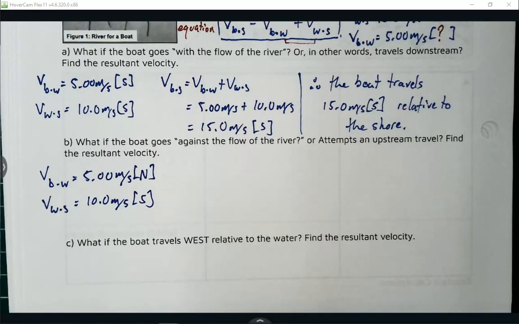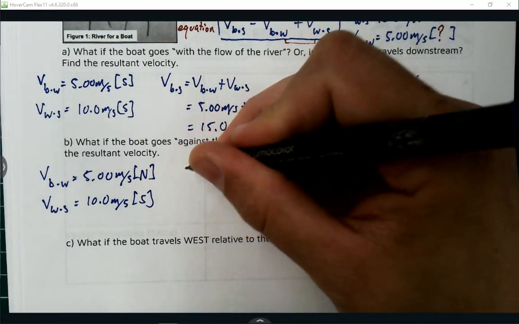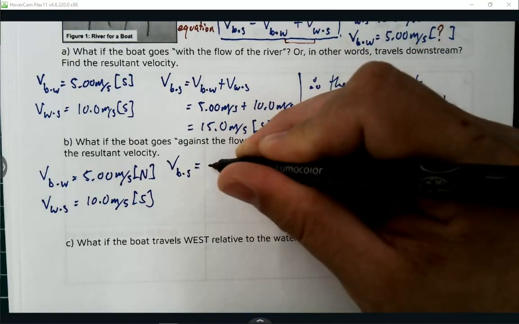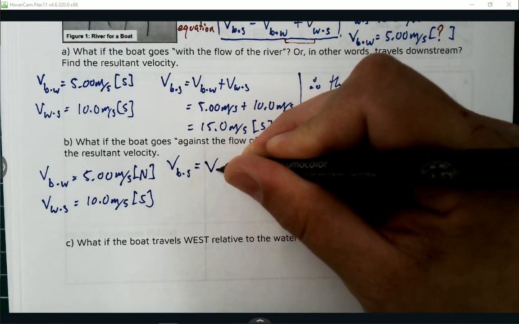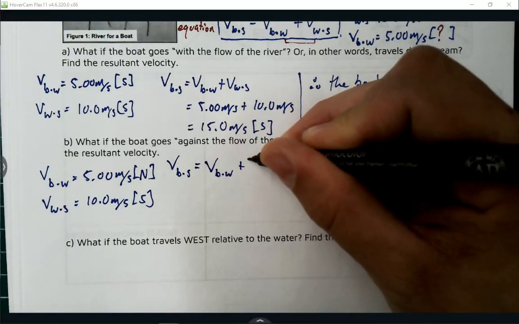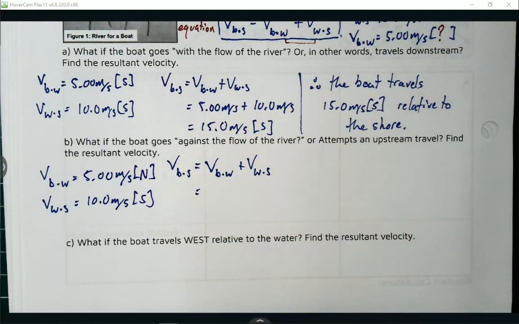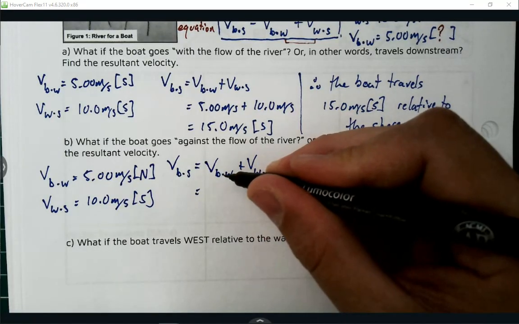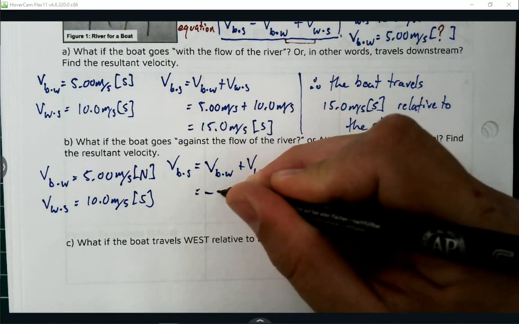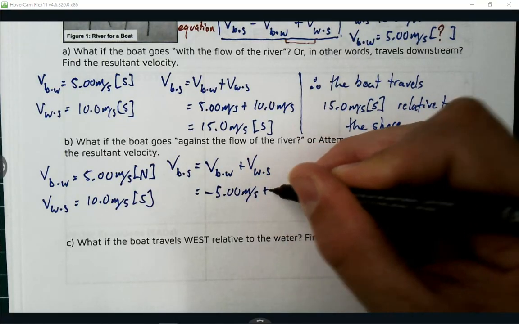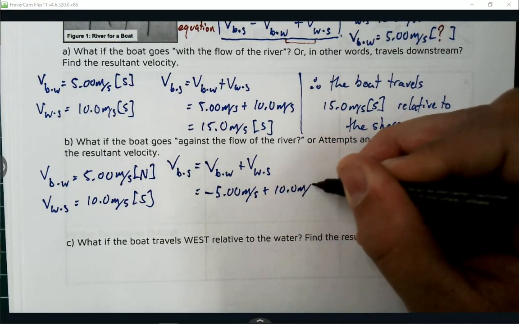And I go to approach my vector equation, and somebody's like, well, how has it changed? This is the beauty part. The vector equation doesn't change. It's still the same vector equation. What has changed is my givens. So when I sub in my values, velocity of the boat relative to water now is going to be negative 5.00 meters per second, because north is negative, plus 10.0 meters per second.